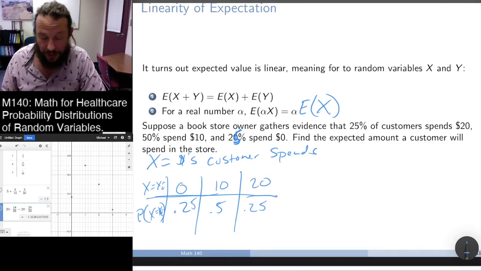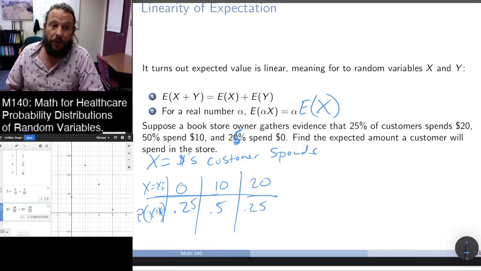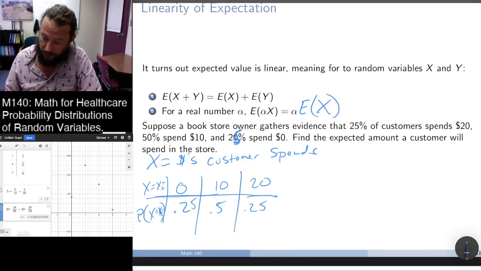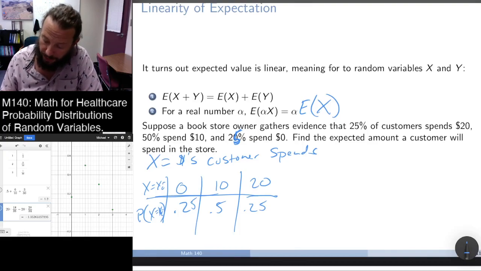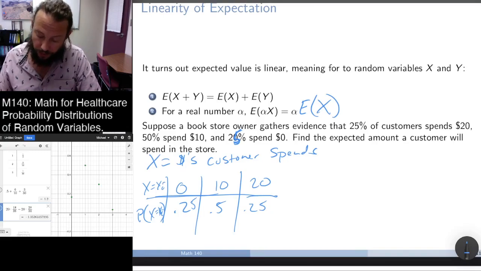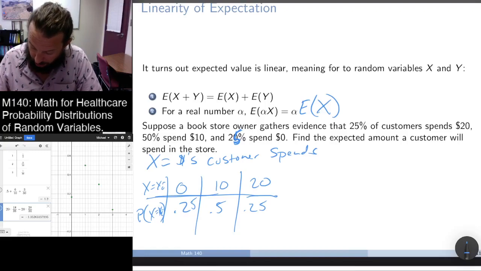And you could guess what's going to happen. Here we can see those probabilities are symmetric, right? They're the same on each side of the middle. And so we're guessing that the expected value is $10. But let's do the math.